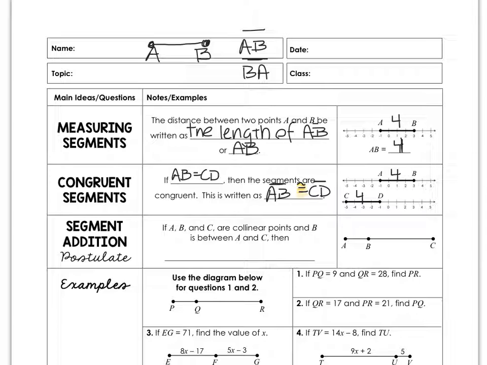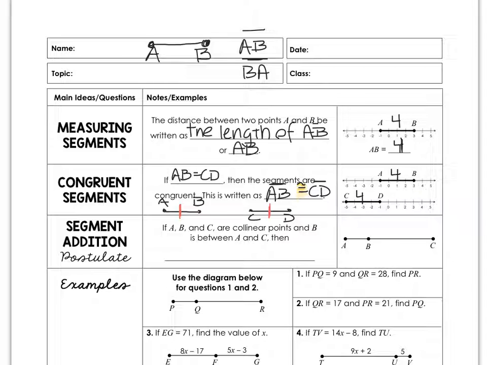When we say that the segments are congruent, I'm going to draw another picture here. If I draw them as two separate segments, you will also see that we put these little tick marks, and that indicates congruency. All right.